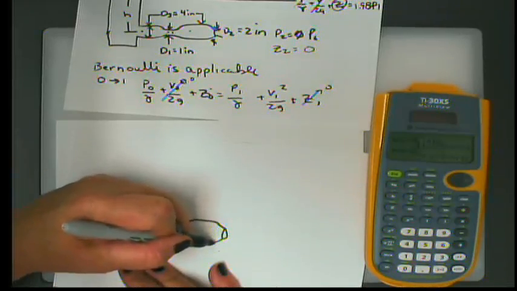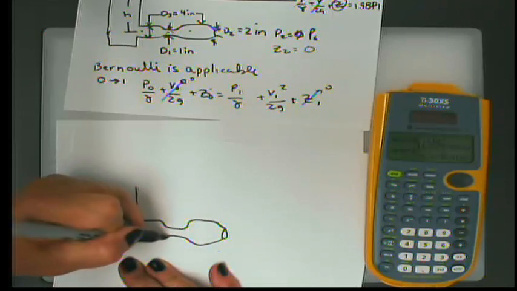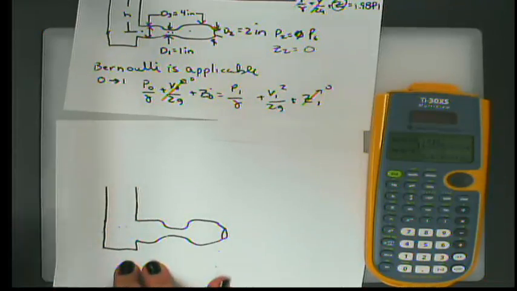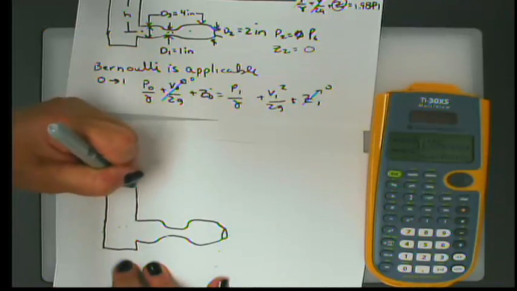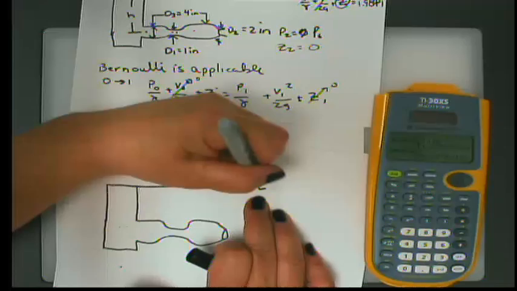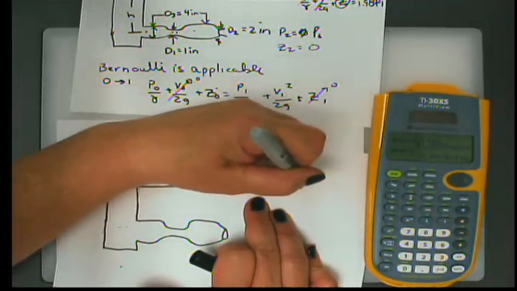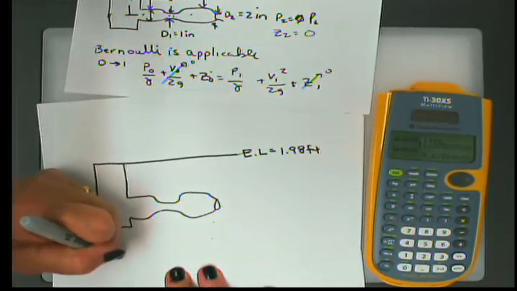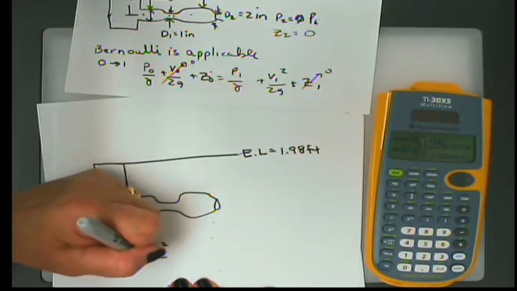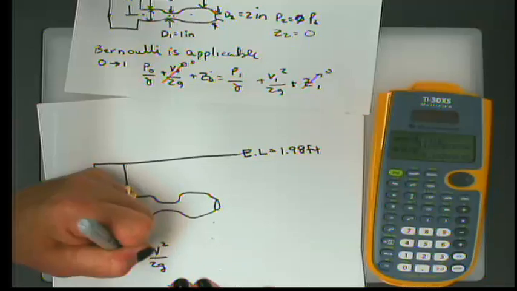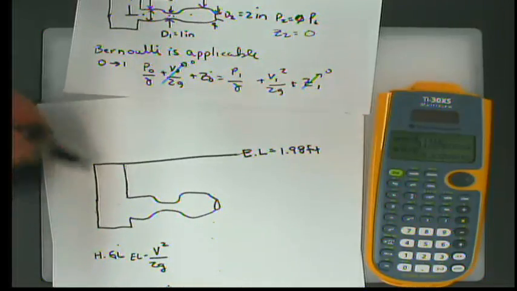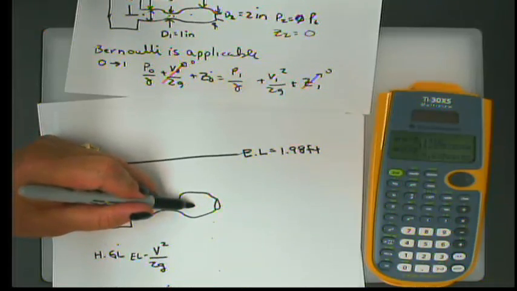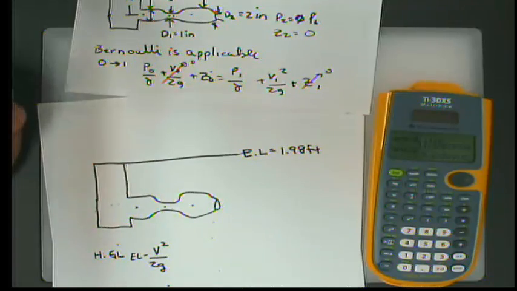And the velocity changes as we change the size of the pipe. So what that means is the energy line stays the same at 1.98 feet. But to find the hydraulic grade line, we need to subtract off v squared over 2g. Right. So we're going to have a different velocity here, and the velocity is going to be the same here and here. Velocity is going to be different here.